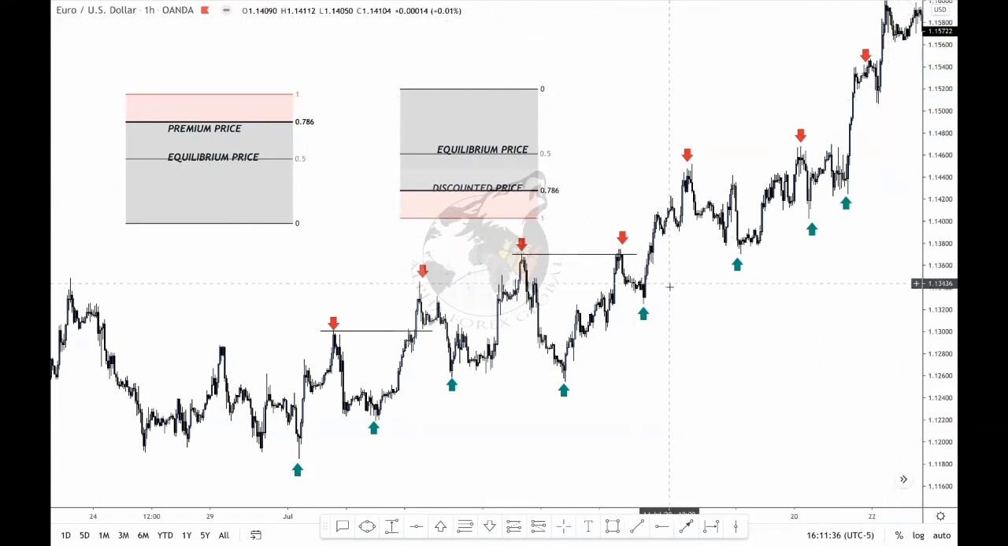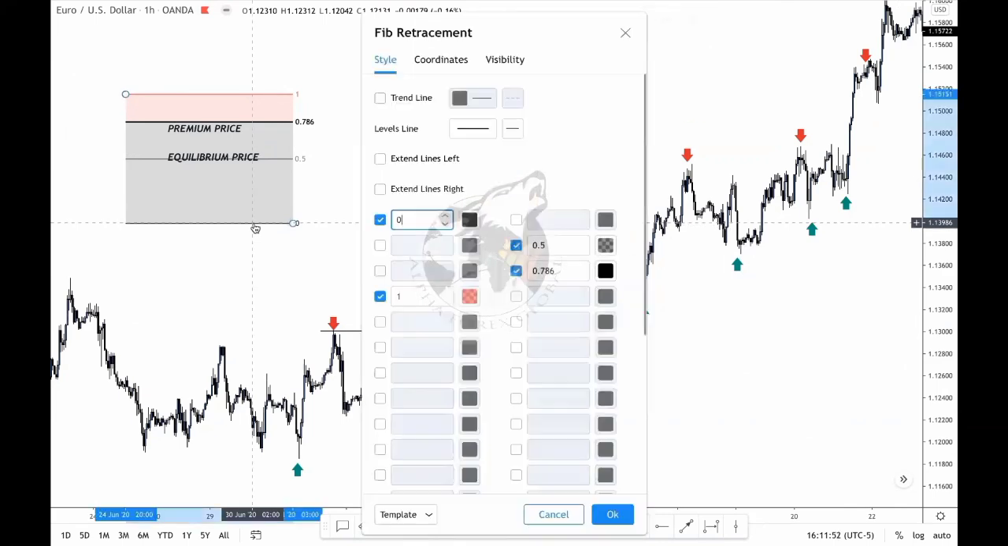And the trend continues, right? Now, how do we incorporate premium price and discounted price in the market? This is how you do it. By the way, this is my fib tool right here.